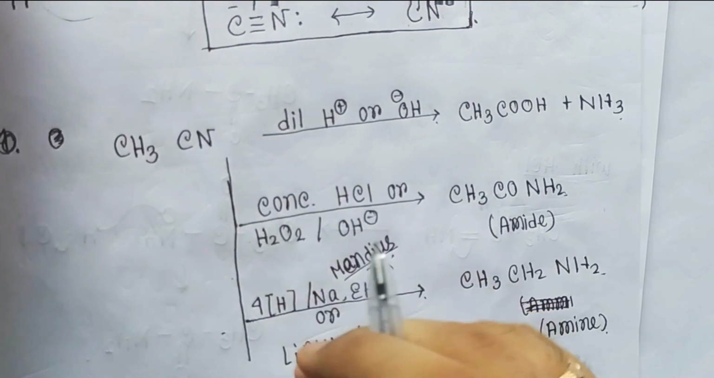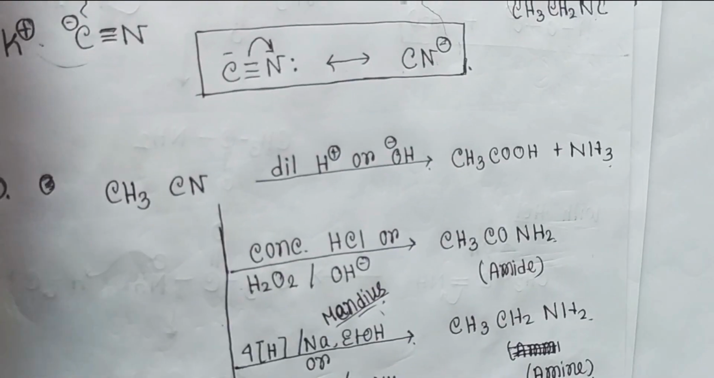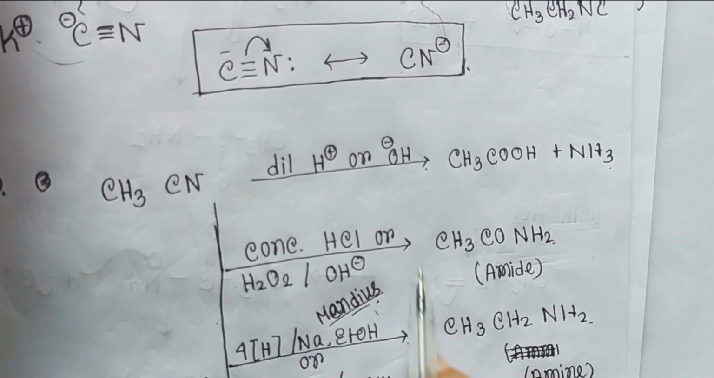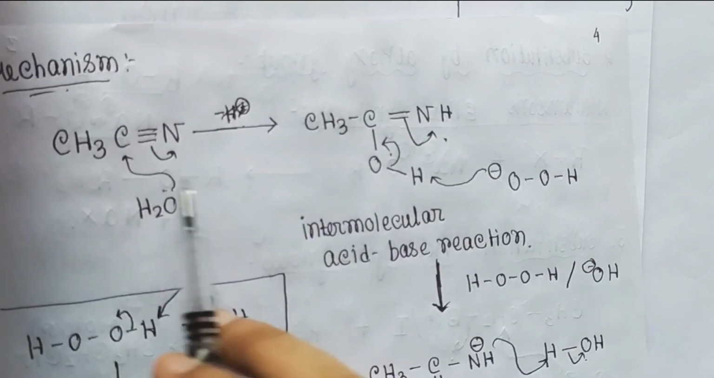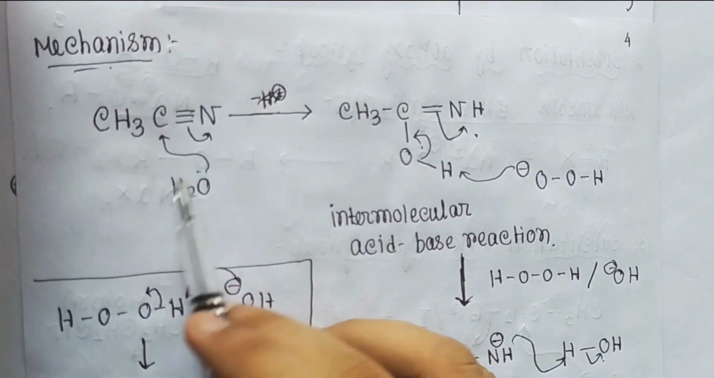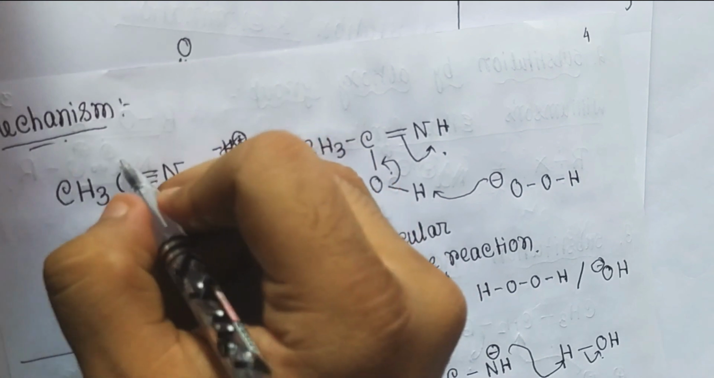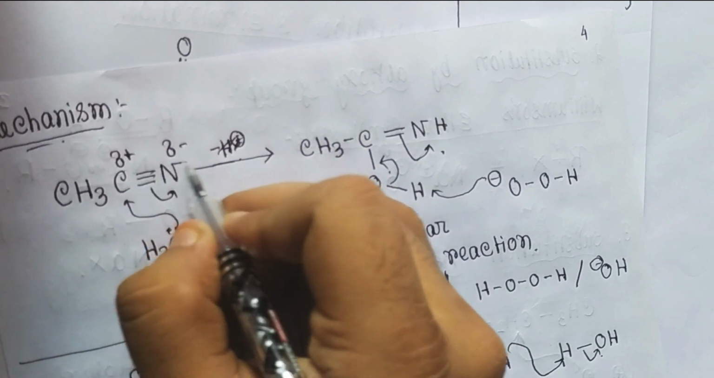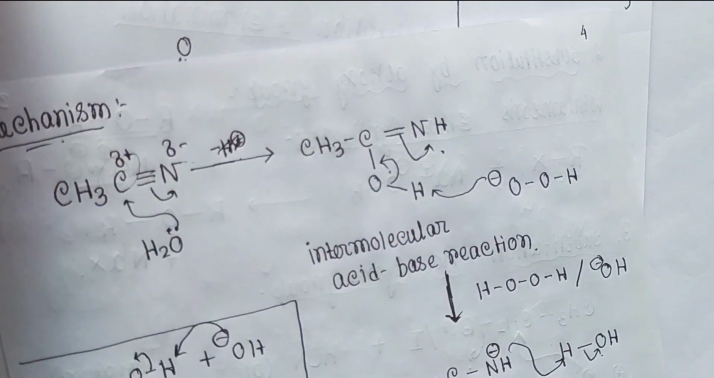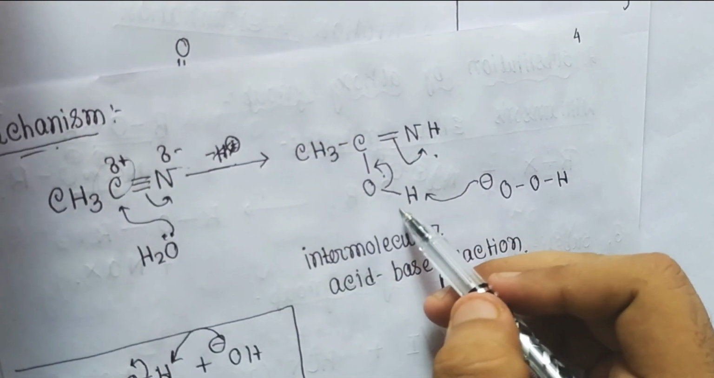So let's look at the mechanism of these three reactions. First things first, I'm discussing this reaction first: how would you get the amide in the presence of H2O2 and OH minus, and with concentrated HCl as well? First, when the cyanide is there in the presence of water, the lone pair of oxygen would attack this carbon. Why? Because this carbon is a polar part. Nitrogen is more electronegative, so nitrogen is dragging the electrons towards itself, and this carbon is in a very positive state. So water attacks the carbon center, and we would get this thing.